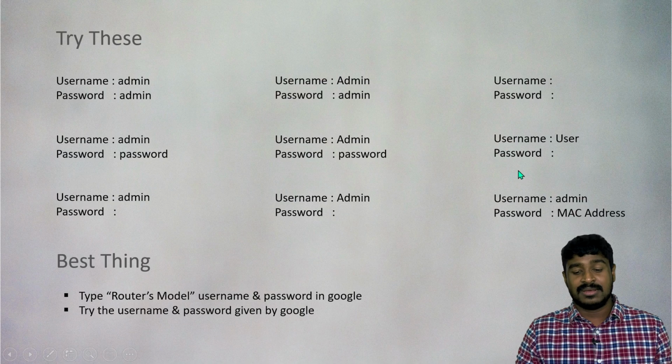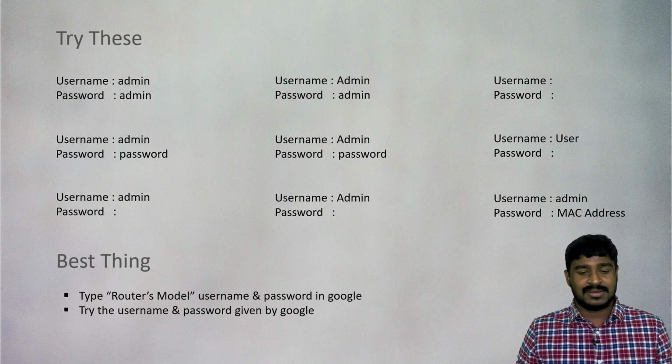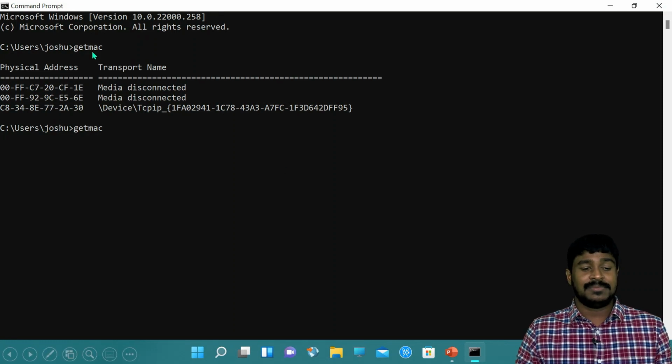So everything will work. But there is also a case where the username is admin and the password is the MAC address. But how to get the MAC address? Each and every device will have a MAC address, right? Like that, the router is also a separate device. Let's say I want to know my device's MAC address. I can just go to command prompt and type getmac. By typing getmac, I'll get my device's MAC address, but not the router's.